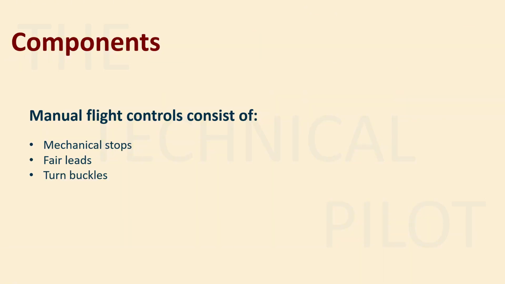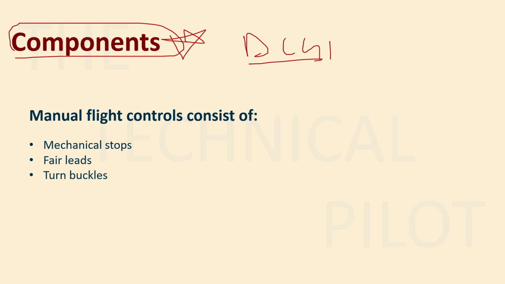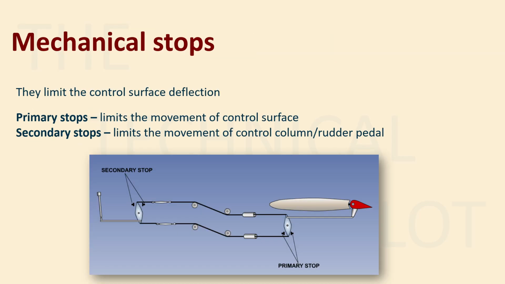Then what are the components? This is again something very important for your exam. So watch this part carefully. What are the components? In the manual flight controls, we have these three components, which are mechanical stops, fair leads, and turnbuckles. All right. So we'll go through them one by one. It is quick and not very lengthy. So let's start. What are mechanical stops?